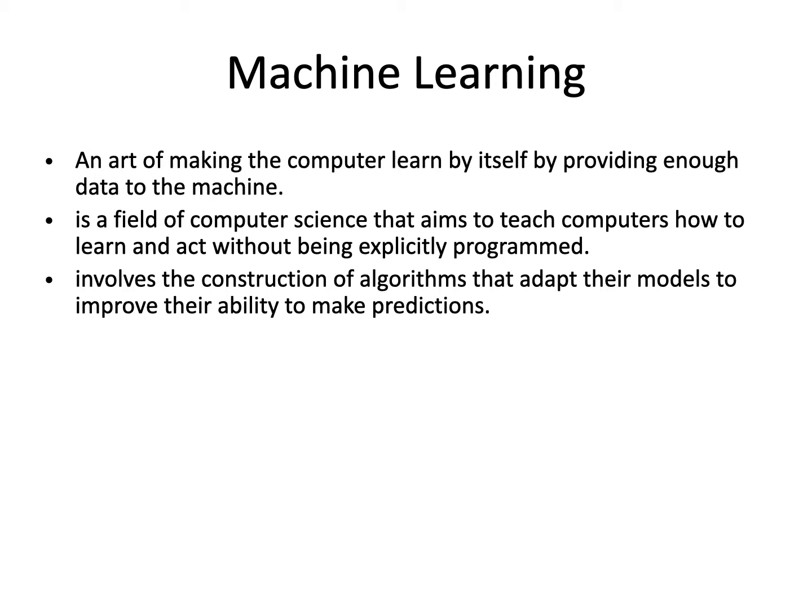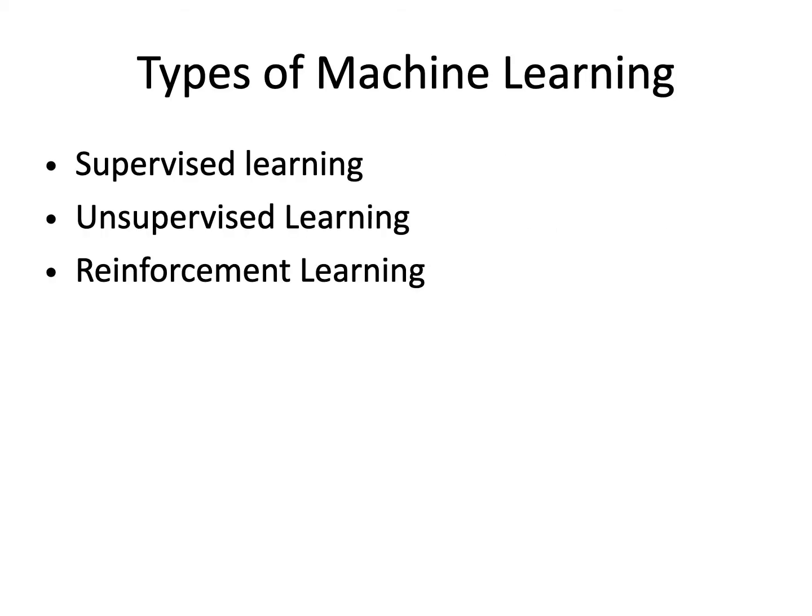Talking about machine learning, it's an art of making the computer learn by itself by providing enough data to learn to the machine. It's a field of computer science that aims to teach computers how to learn and act without being explicitly programmed. It involves the construction of algorithms that adapt their models to improve their ability to make predictions.